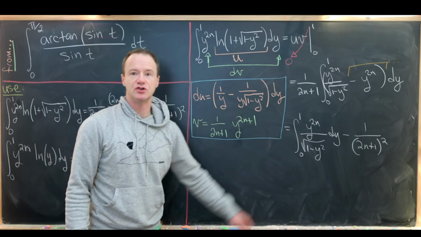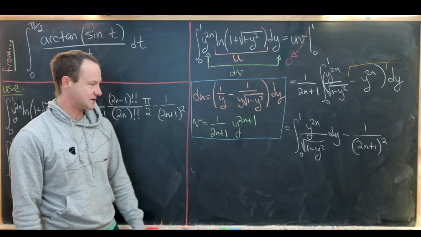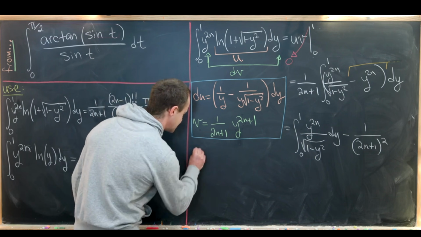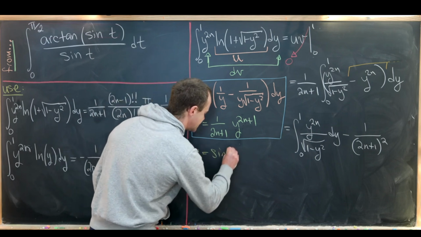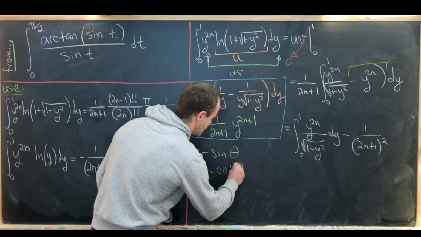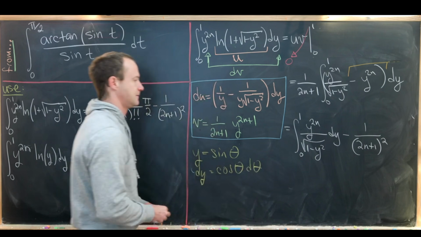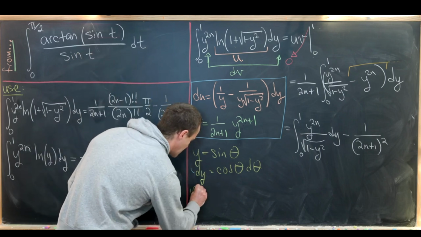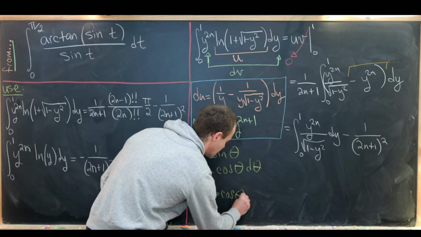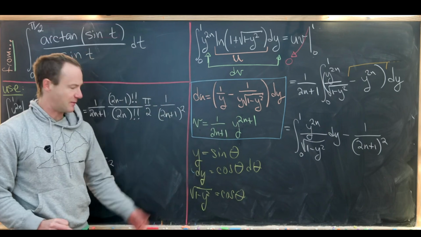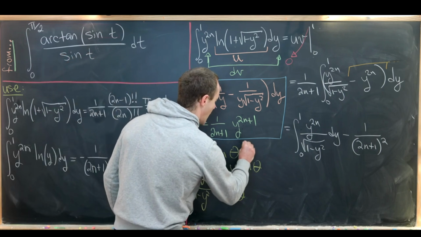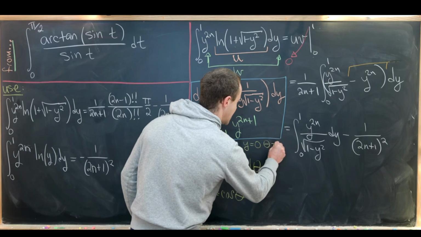But what kind of substitution jumps out? I would say a trigonometric substitution, given that we have this square root of 1 minus y squared term. So let's set y equal to sine theta. That tells me that dy is equal to cos theta d theta. Furthermore, the square root of 1 minus y squared is also equal to the cosine of theta, just by the Pythagorean identity. Then if y is equal to 0, theta is equal to 0.